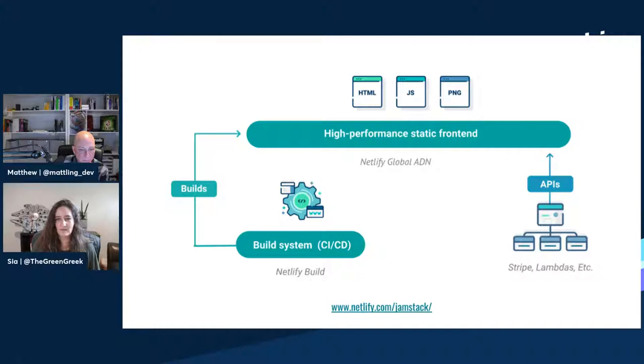This is a picture I stole from Netlify, but you'll have a high-performant static front end, so your HTML, CSS, JavaScript, and any other assets. And those are pre-built. So you have a build system, CI/CD, and we usually pre-build those for performance. So we don't have a server waiting for a request to come in to then render the page. We have them pre-built waiting to just serve up. And then we reach for APIs, which can be, for example, Stripe or Lambdas, which are functions and other things to perform any backend type things that we need.